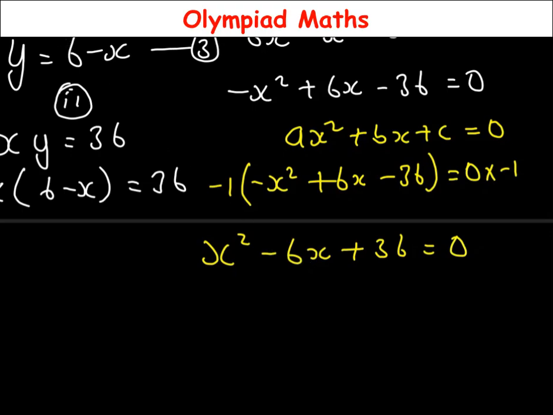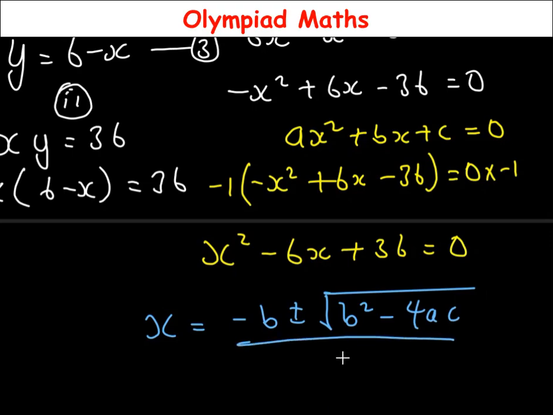To solve for x, we are going to make use of the formula. The formula is x is equal to minus b plus or minus the square root of b squared minus 4ac, all over 2a. This is the quadratic formula. In this case, the value of a is equal to the coefficient of x squared, which is 1. The value of b is the coefficient of x, which is minus 6. The value of c is equal to plus 36, so 36.